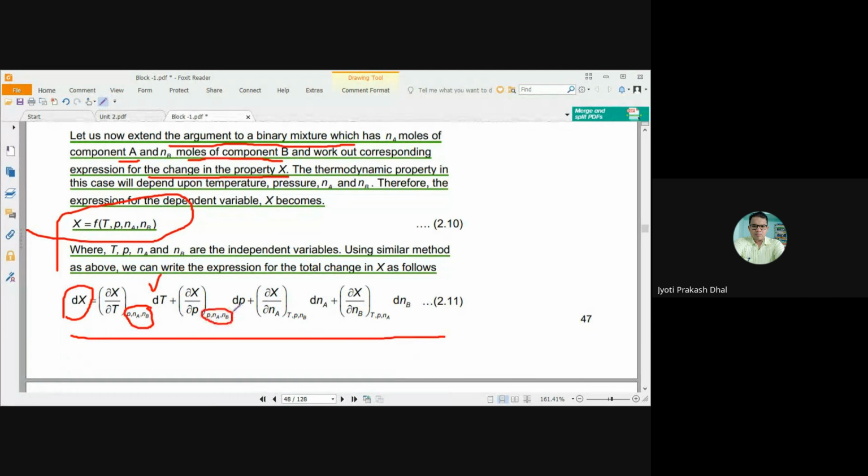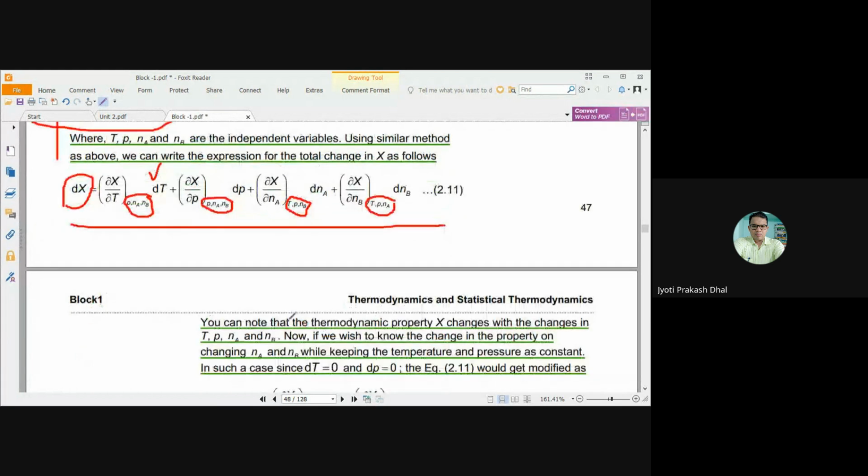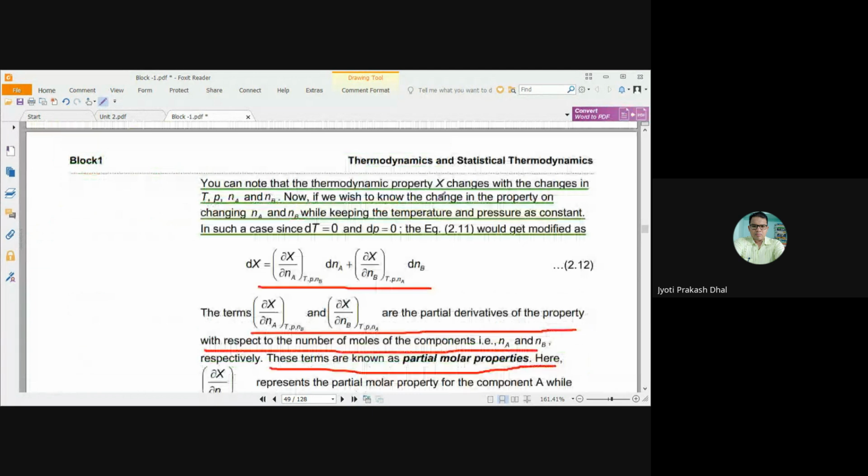plus (∂X/∂Na) dNa at constant temperature, pressure, and constant number of moles of B, plus (∂X/∂Nb) dNb at constant temperature, constant pressure, and constant number of moles of A. So you can note that the thermodynamic property X changes with change in the temperature, pressure, number of moles of A, and also number of moles of B.